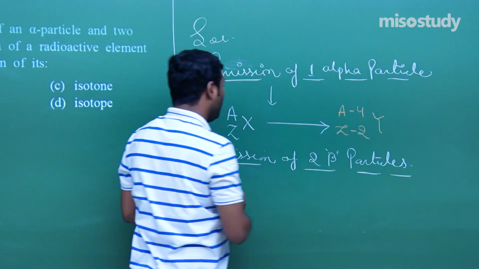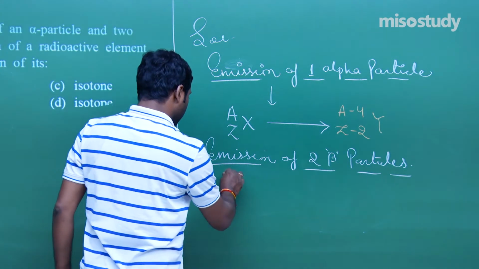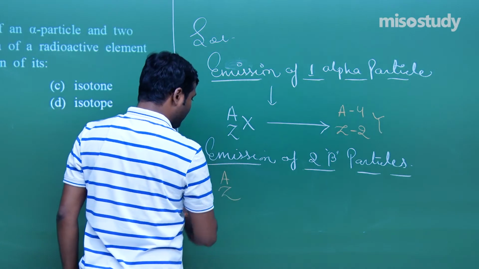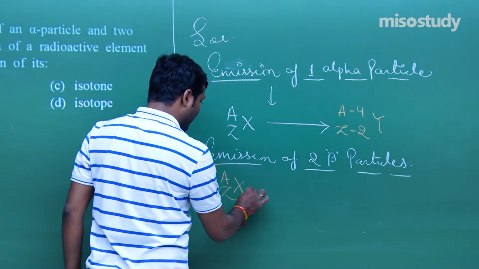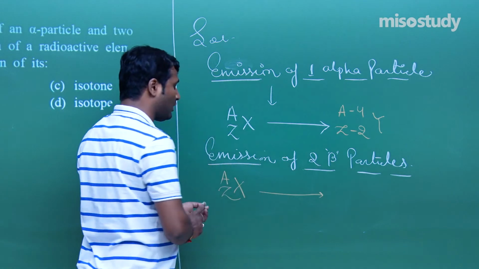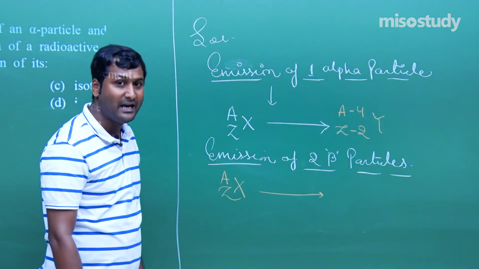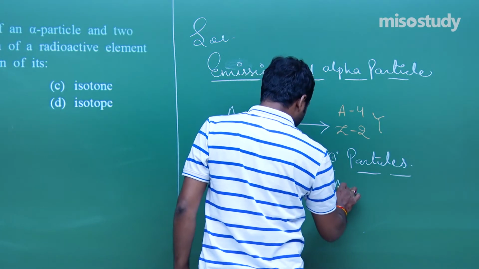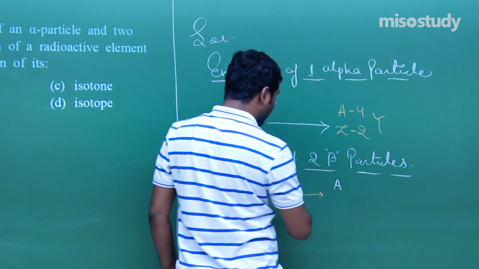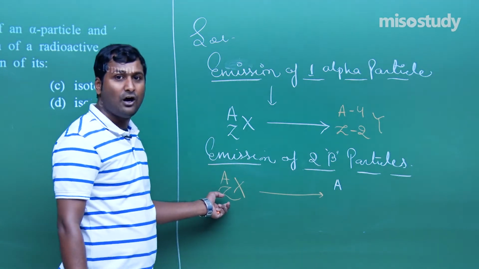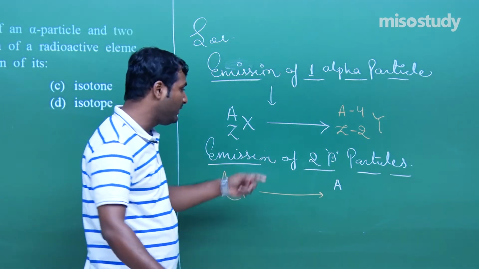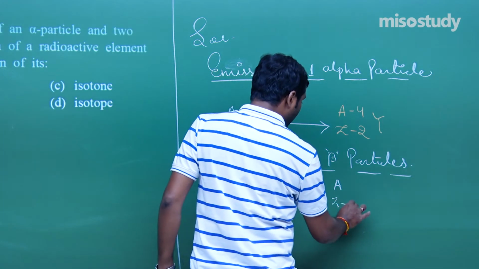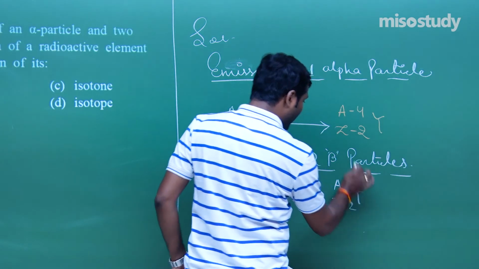Check it out. If the parent element has atomic number Z and mass number A, and an emission of two beta particles takes place, then, as we know, with beta particle emission the mass number remains unchanged, but there is an increment of atomic number by 1. For two beta particles, the increment is Z plus 2, that is why.